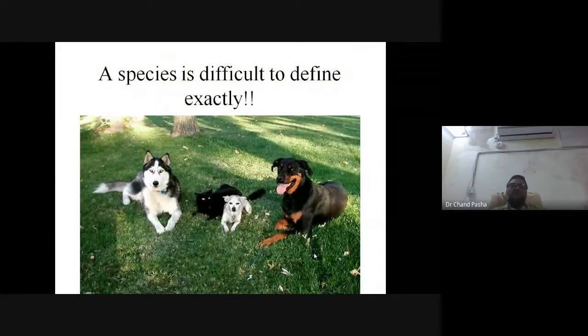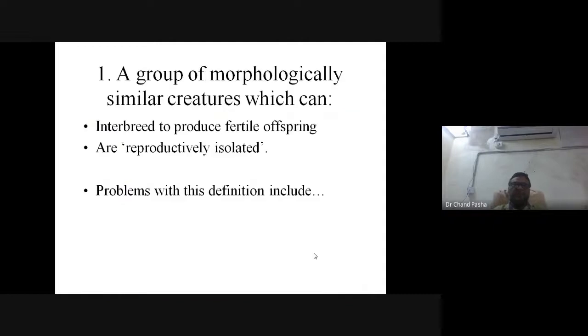And next, coming to the species. See, all these three are the same species. Three, four dogs are there here, all of them the same species. Here, species can be defined as a group of morphologically similar creatures, like in appearance they should be similar, with the condition that they should interbreed to produce a fertile offspring.